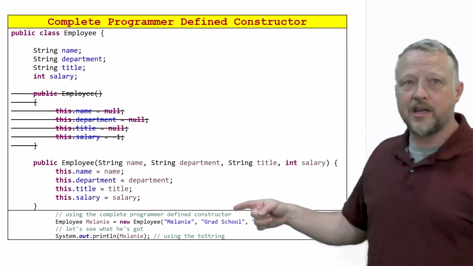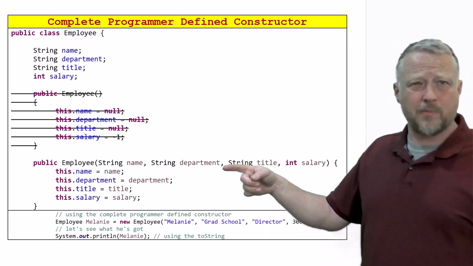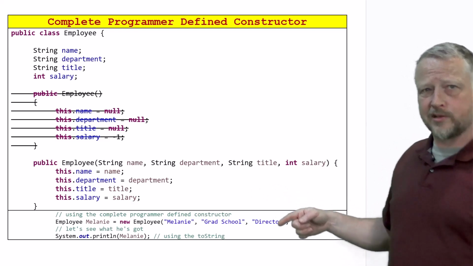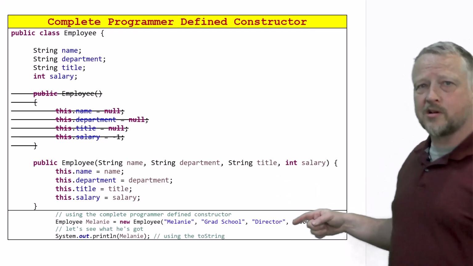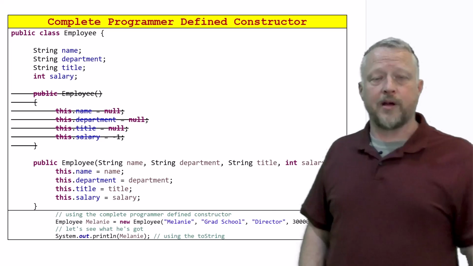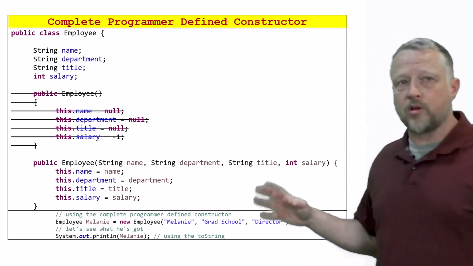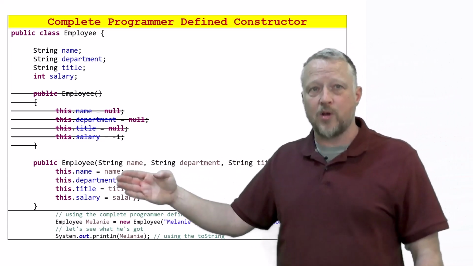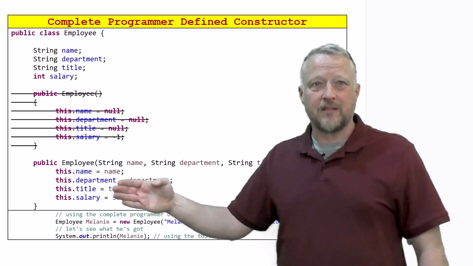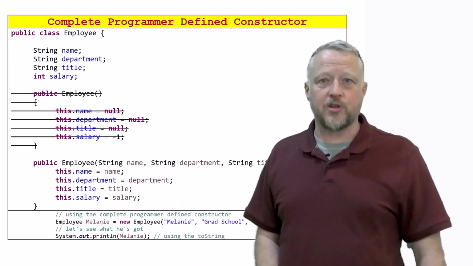Here's Melanie. She's in a department basically called grad school. That's interesting. String title is director, and she makes a lot of money. But anyway, the order is really, really important. And notice I'm setting the different data members that we have in this class.